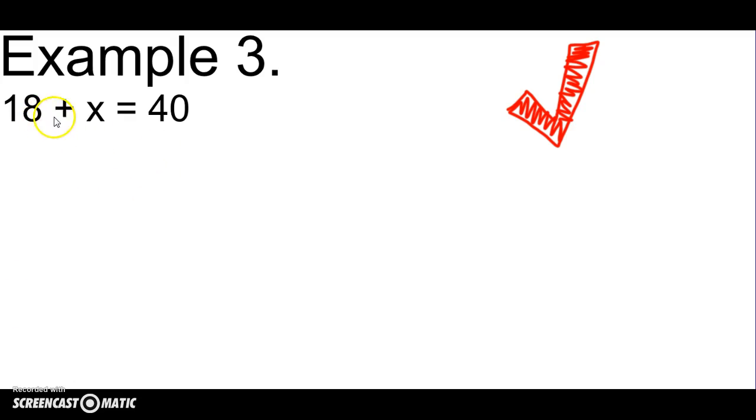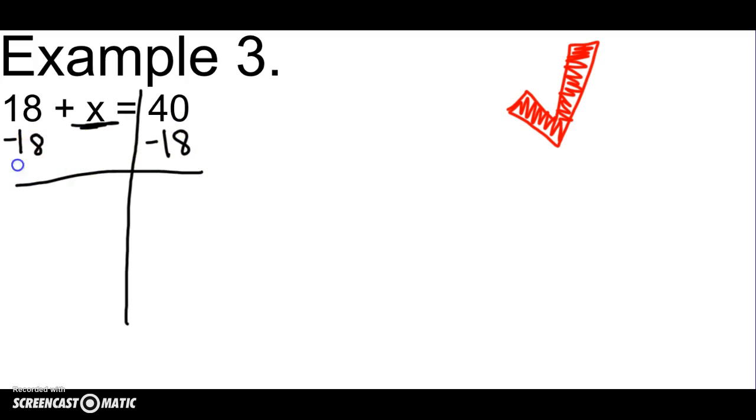Example 3 says 18 plus x equals 40. First things first, I'm going to draw my line to make sure what I do to one side, I must do to the other. If my goal is to isolate my variable, I'm going to subtract 18 from the left so I can undo this adding 18. I'm going to subtract it from the right. These 18s are going to cancel out to be 0. I'll just be left with x. And we have 40 minus 18, which is 22.